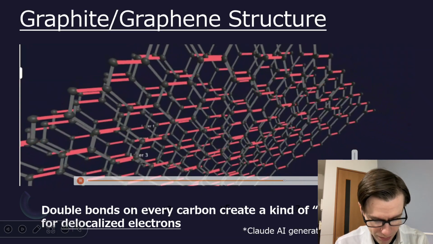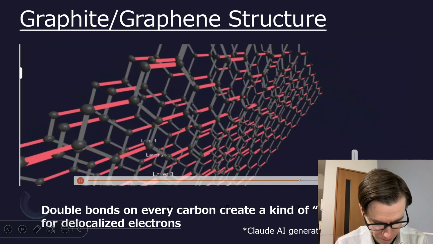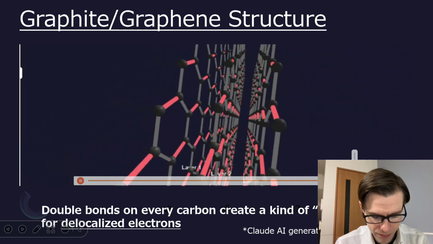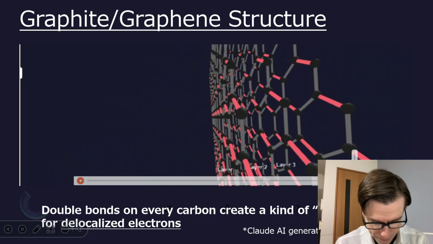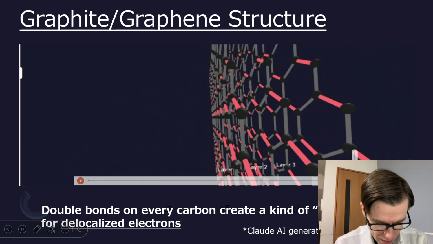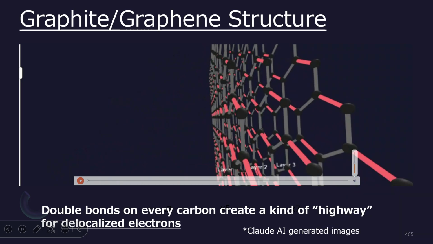And then each carbon also has 2 black bonds, or gray. So it's quite interesting. It's very flat, and it's formed with hexagons, and it's got alternating double and single bonds. So the important thing, one thing about this, is that double bonds on every carbon in this structure means that there's kind of a highway created.